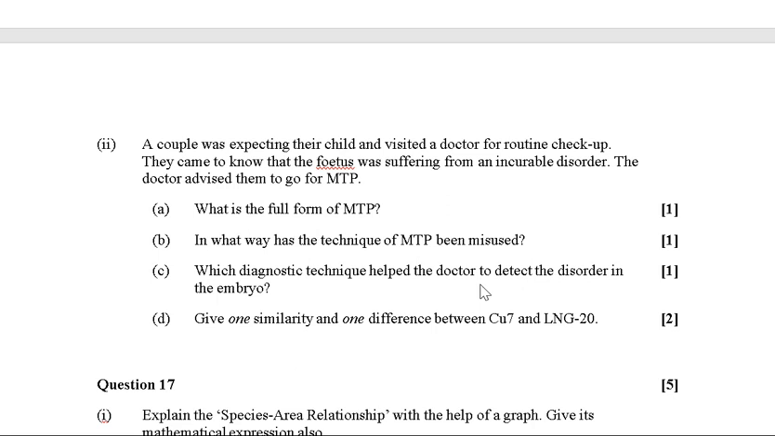Come to next question in Roman 2, question number 16, Roman 2. Okay. Here it is mainly given from reproductive health chapter. A couple was expecting their child and visited a doctor for routine checkup. They came to know that fetus was suffering from an incurable disorder. The doctor advised them to go for MTP. What is the full form of MTP? The full form of MTP is medical termination of pregnancy.